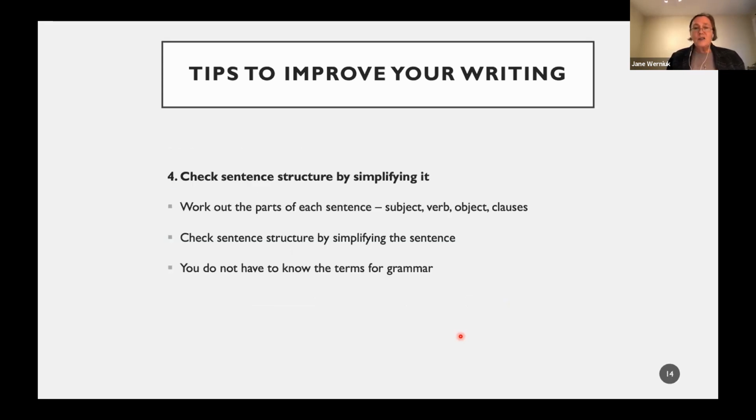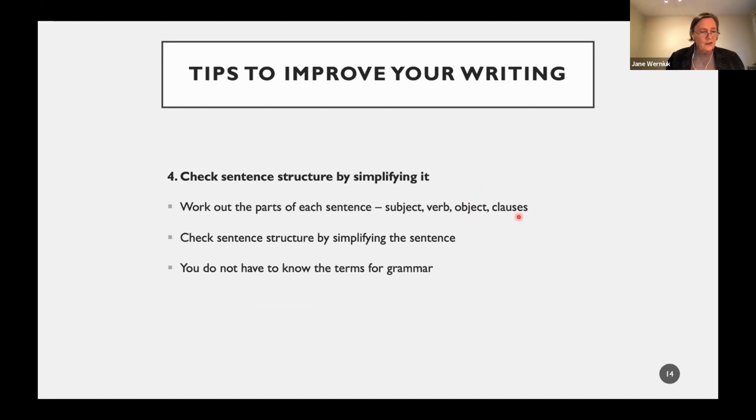Next, let's look at the structure of sentences. If a sentence is long and complex, it's hard to determine if it's correct grammatically. A method to check this is to work out the parts of the sentence, or parse the sentence, into subject, verb, object, and clauses. And then use that to make sure that the tense and the number of the verb and the pronouns are correct.